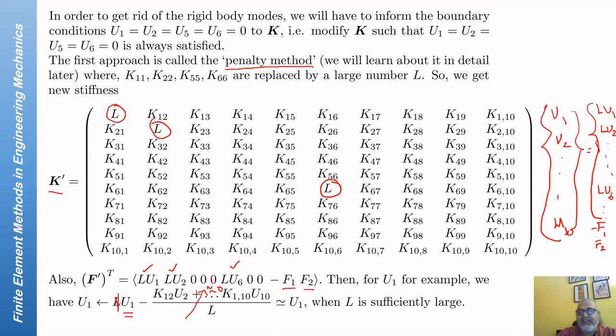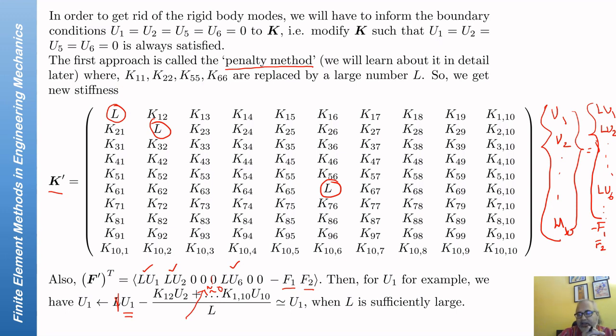This looks simple, but it's not very easy to use because you don't have an idea of how large L is going to be, and that definitely depends on the size of your stiffness matrices.